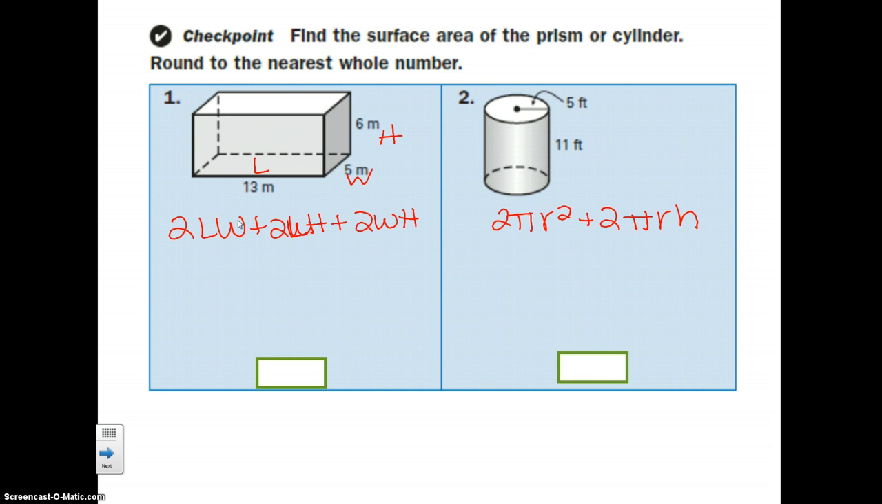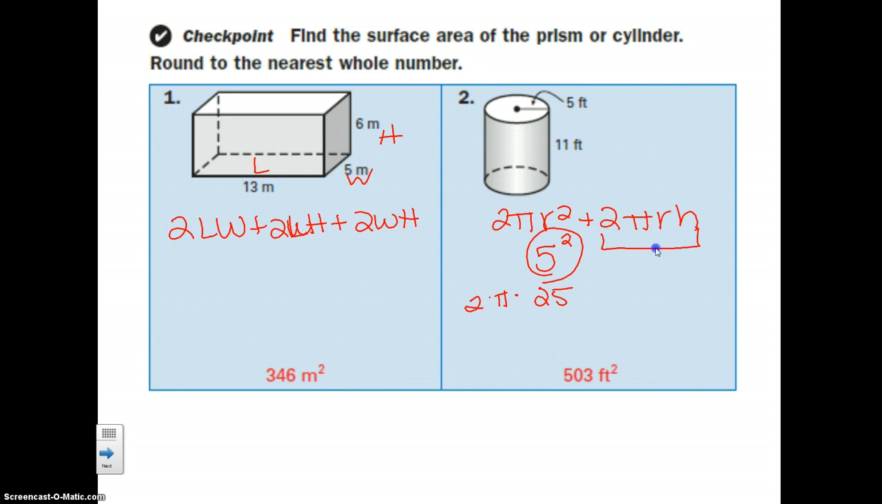The answer for number 1 is 346 meters squared. Number 2 is 503 feet squared. If you got this wrong, make sure you took 5 squared first and then multiplied by pi and times 2. And also make sure you multiply this side first and then that side, and the last thing you should do is add those 2 numbers together. That is the end of the lesson.